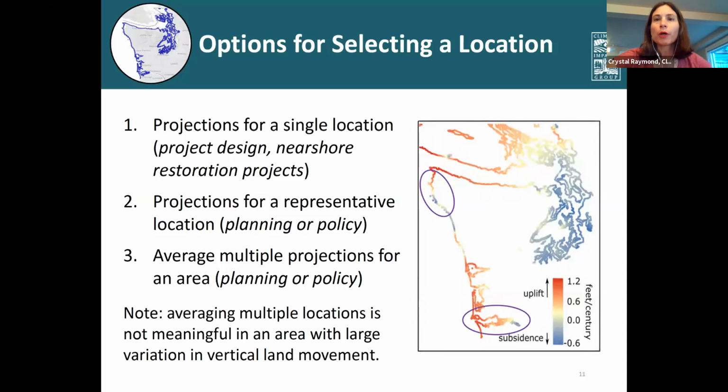One comment, though, that I want to make about that is that these projections are intended to be local by picking up that fine scale variation in vertical land movement along the coast. And so in areas along the coast, such as the ones that I've circled here, there's a very steep gradient, a lot of variation in that vertical land movement over a short area. And so in these cases, it would not make sense to average multiple points along the coast, because that would result in values that aren't necessarily meaningful and average out that local variation.